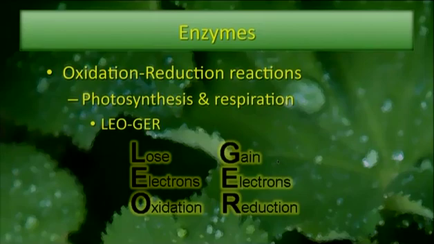When you lose electrons, that's what is called oxidation. When you gain electrons, that's what you call reduction. LEO GER: Lose Electrons is Oxidation, Gain Electrons is Reduction. Generally, oxygen is usually the final acceptor of electrons, but oxidations can happen without oxygen being involved also.